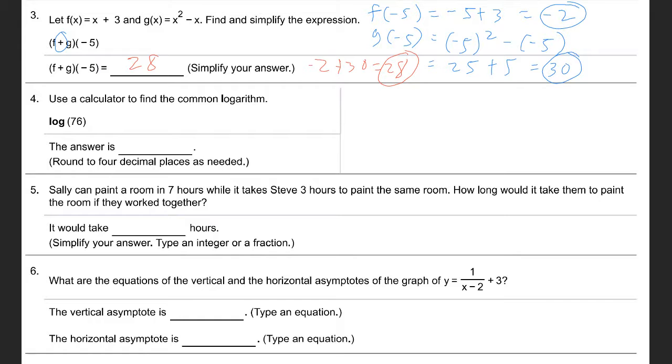So round to 4 decimal places. So that's the direction. So the answer would be 1.8808. The next number after that would be a 1. So that's why we round that down. So 1.8808 is the answer with 4 decimal places.